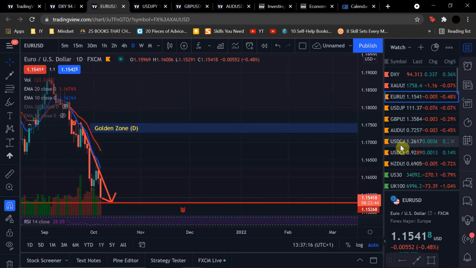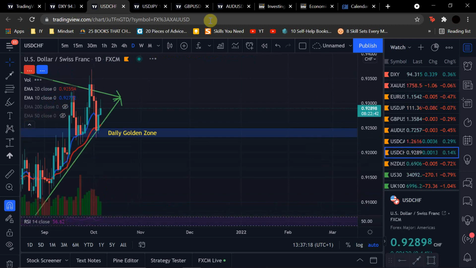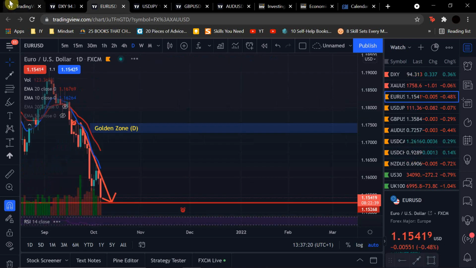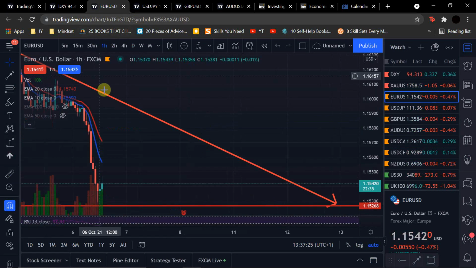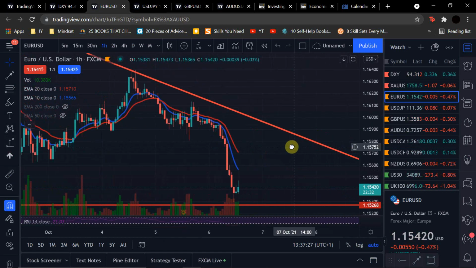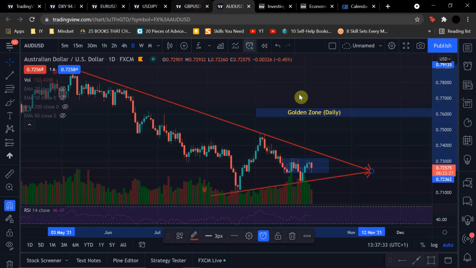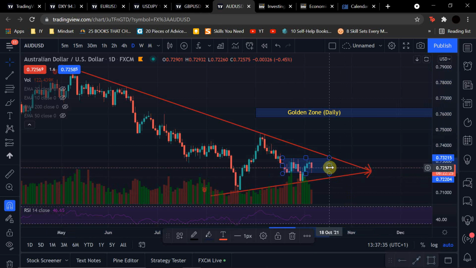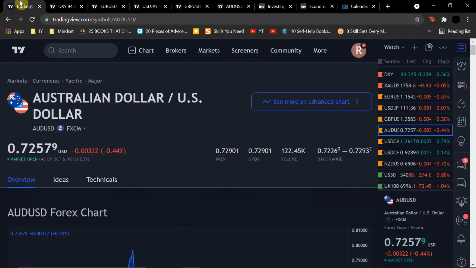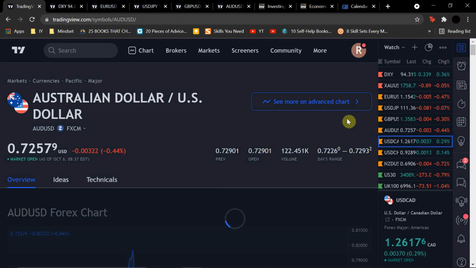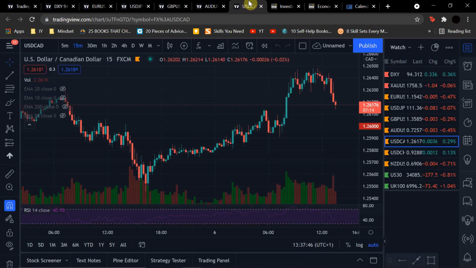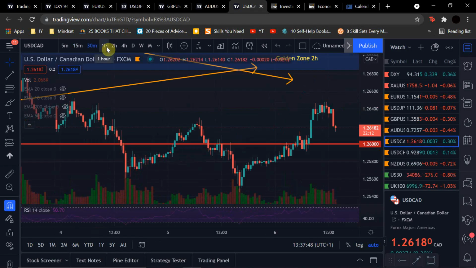Maybe USD CAD I'll look at. Okay, let's look at USD CHF real quick. This has still got a long way to go. It all just depends on the US news, to be honest. It's got a long way to go. But let's go. So GBP USD CAD.